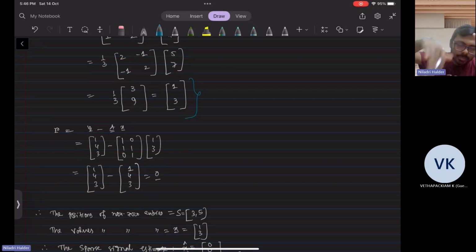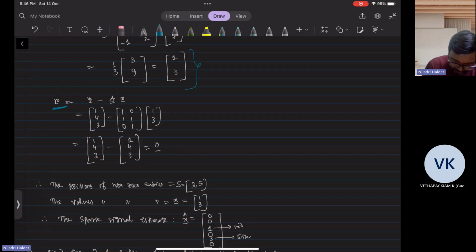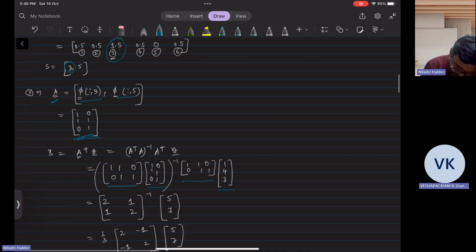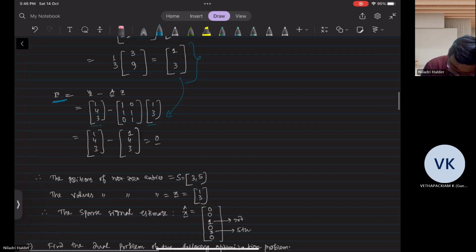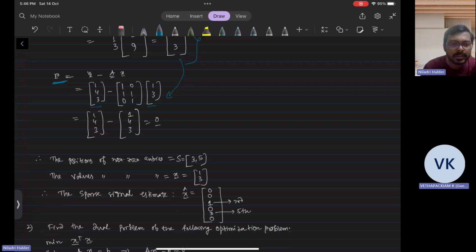Then I'll find out the residue again. This process will go on until we get some convergence. So let us check convergence. Residue is equal to y minus Ax. Here y is 1 4 3 and A is this matrix, and x is 1 3. If you put all the values in, you will get the residue equal to 0. So now the residue is 0, so it has converged already. No need to go to the next step.